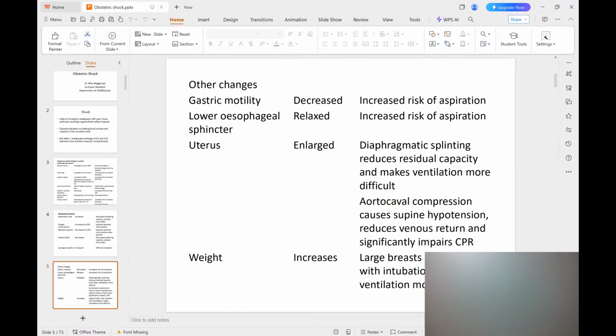The uterus is enlarged, so the diaphragm is splinted, which causes a decrease in residual capacity and makes ventilation more difficult. Also, aortocaval compression causes supine hypotension and significantly impairs cardiopulmonary resuscitation. And the weight of large breasts may interfere with intubation and ventilation.